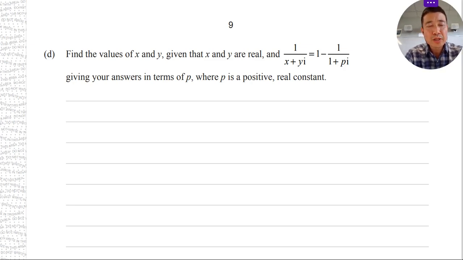We are doing question D on level 3 algebra, 2023. Now, I find this question quite tedious.